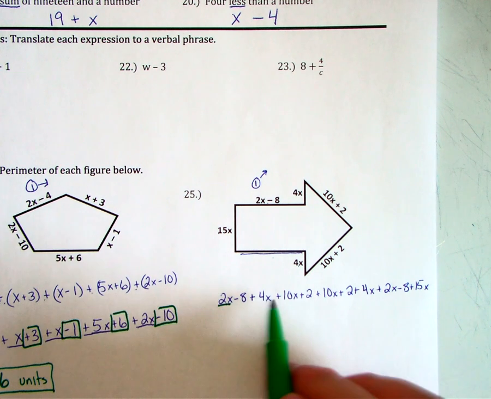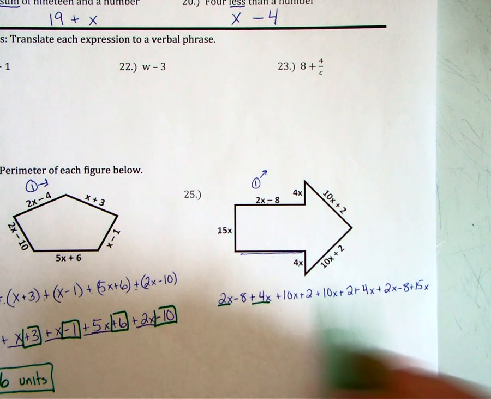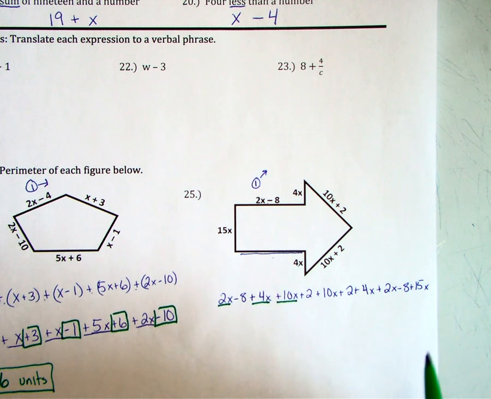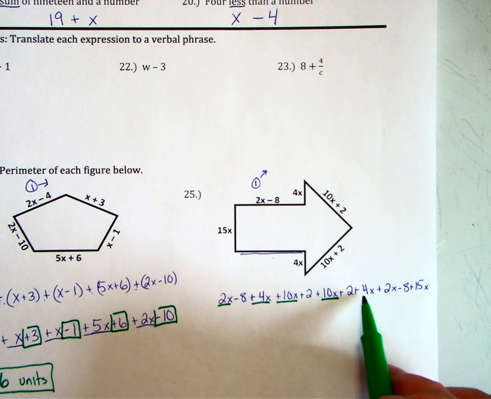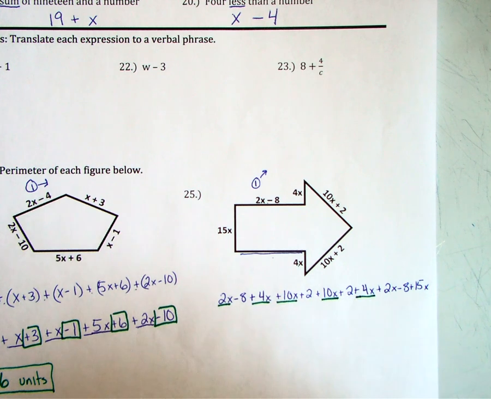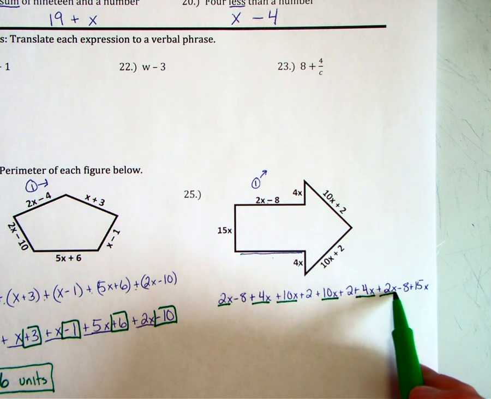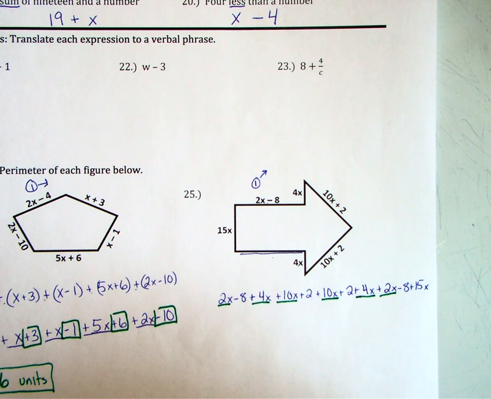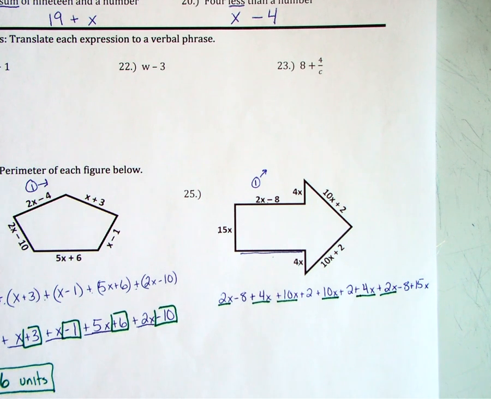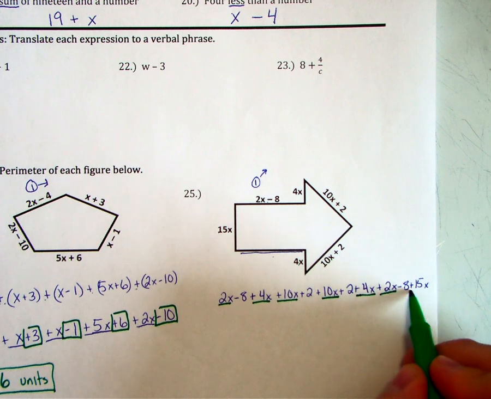And so now we can start combining like terms. We have 2x plus 4x is 6x, plus 10x is 16x, plus 10x is 26x, plus 4x is 30x, plus 2x is 32x, plus 15 gives me 47 x's.